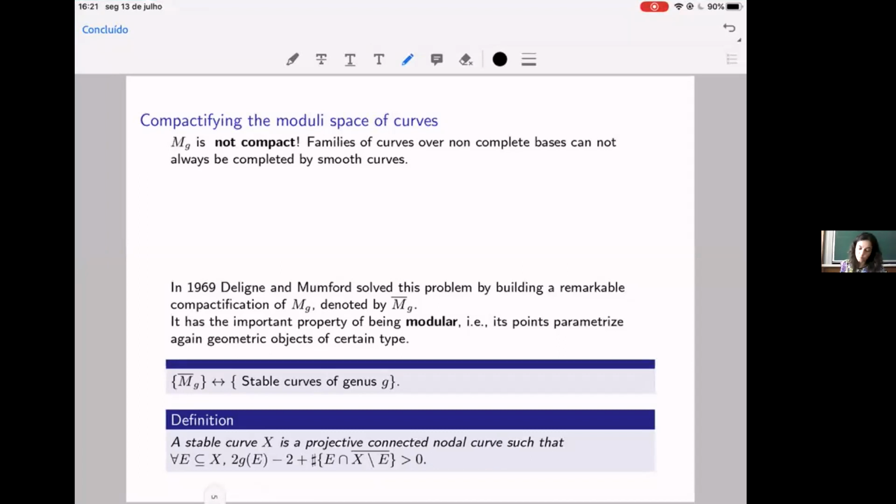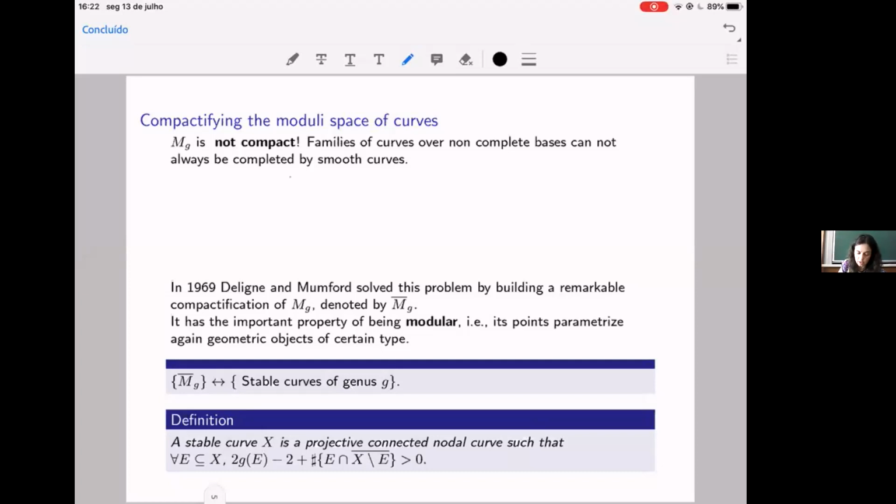Okay, so now let's go for the compactification. So I started telling you about that. The idea is that we use tropical geometry as some way to parameterize the degenerations, at least, or it's a way to see it from the tropical moduli spaces. And so MG is not compact, and this is a problem. So now I am talking about the moduli space of curves. It's not compact. It's easy to see that you could have families of curves over non-complete bases that you could not complete over smooth curves.